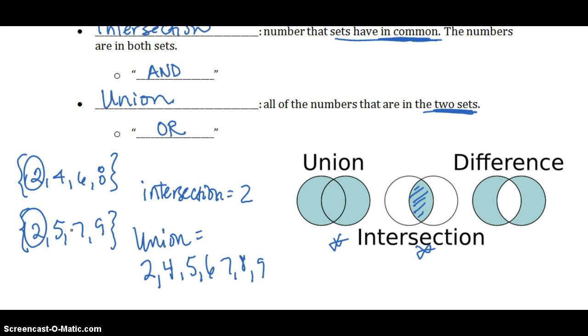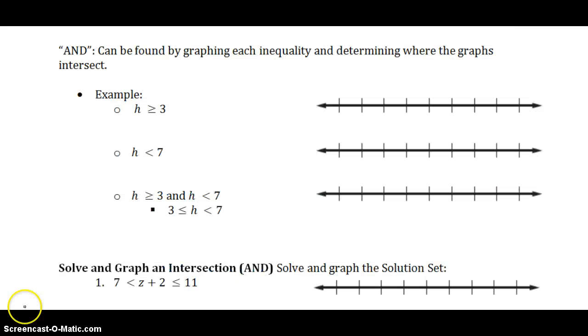All right, so let's keep that in mind while we solve compound inequalities. When you're looking for the "and", or the intersection, that can be found by graphing the inequalities. For example, h is greater than or equal to 3. So we'll come over to our graph and we'll find 3, and it's a closed circle. H is less than 7, so 3, 4, 5, 6, 7. It's an open circle. We'd go to the left and say it's not equal to 7, it's everything less than 7.